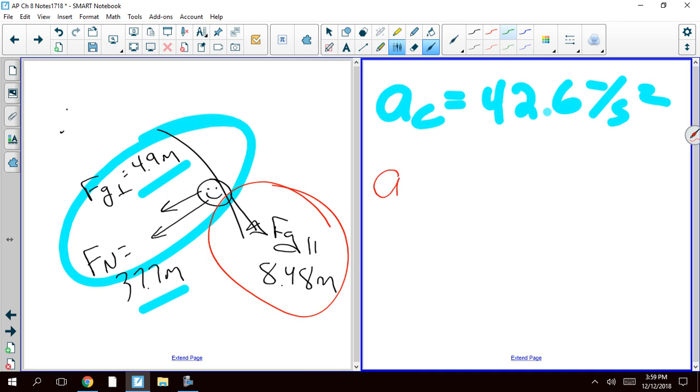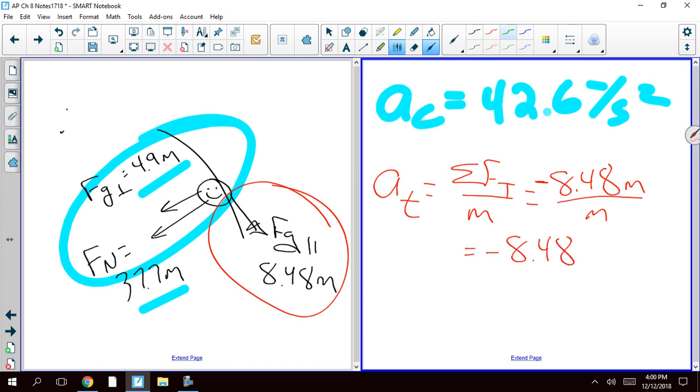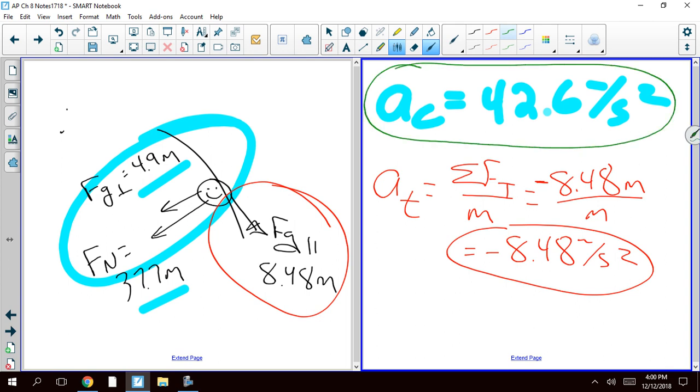So our tangential acceleration is, well, it's net force tangentially divided by our mass. So that's the 8.48. I guess we could call it negative because it's against the velocity. M over m, and so you get negative 8.48 meters per second squared. So there's two types of acceleration. Tangentially, this is our acceleration. That's causing us to slow down. And then centripetally or radially, this is our acceleration, which is causing us to change direction. All right?